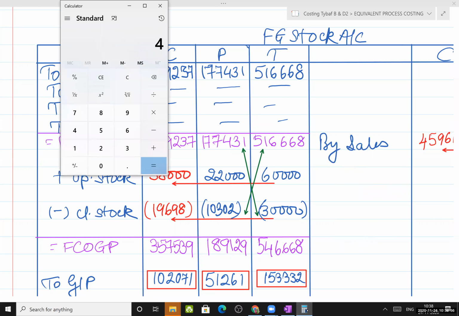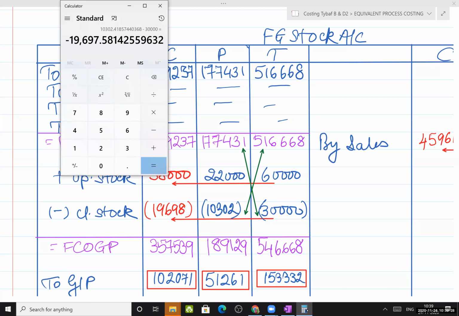Okay, so 1,77,431, into 30,000 of closing stock, divided by 5,16,668. So 10,302.4. It is less than 0.5, so don't round off. So 10,302 is the profit element in closing stock. So reverse it, that means minus.